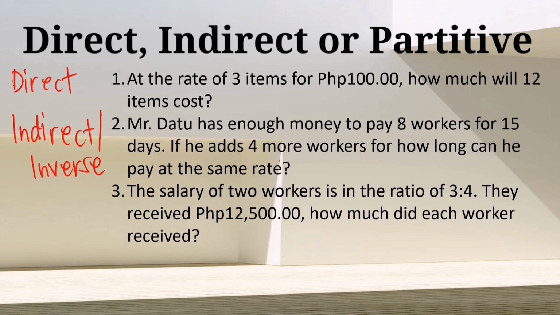So, number 3, the salary of 2 workers is in the ratio of 3:4. They received 12,500. How much did each worker receive? So, yung number 3 problem, ibig sabihin, yung 12,500 ay i-divide. Okay? I-divide nila in the ratio of 3:4. Kapag may division, kapag may partition, ibig sabihin, this problem will fall to partitive proportion.